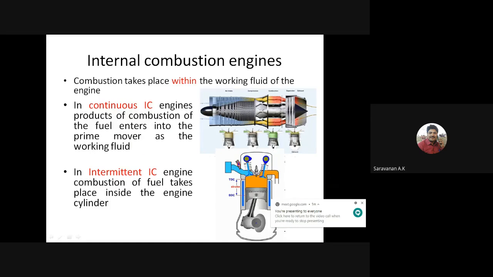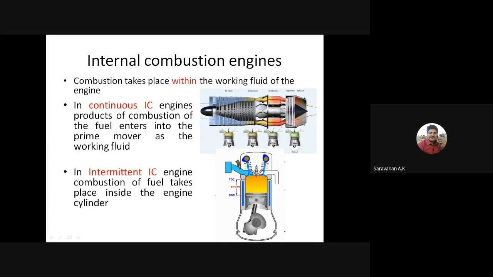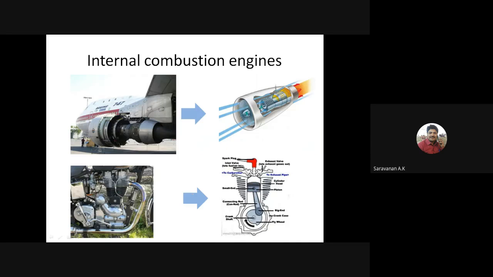For internal combustion engines, we have two types: the continuous IC engine and the intermittent IC engine. In the continuous IC engine, the product of combustion of the fuel enters the prime mover as the working fluid, so the combustion is in a continuous manner. But in the intermittent IC engines, the fuel combustion takes place inside the cylinder.